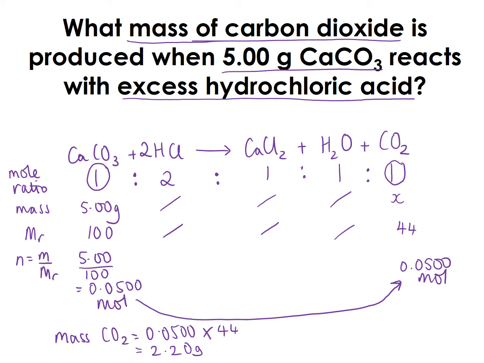So notice the steps and stages in this calculation. Start with the balanced equation. Underneath that, the mole ratio. Underneath that, the mass that you know and the masses that you need to calculate. Underneath that, the MR. Work out the moles of the substance that you can work out at this stage. Convert by referring back to the ratios. Convert that number of moles to the moles of the unknown substance. Then work backwards. So moles times MR gives you the mass. Let's do one more example.